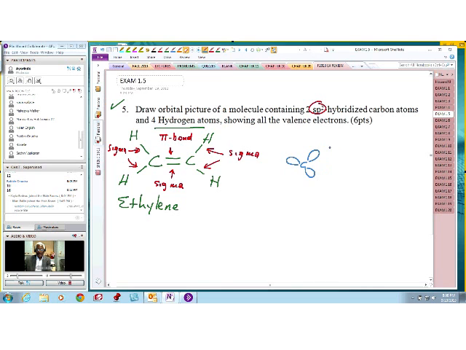Then you have another carbon here. Okay, let me do that better than that. And do this. Okay, so these are the sp2 hybridized orbitals. Then you have the other carbon atom here, also with sp2 hybridized orbitals.